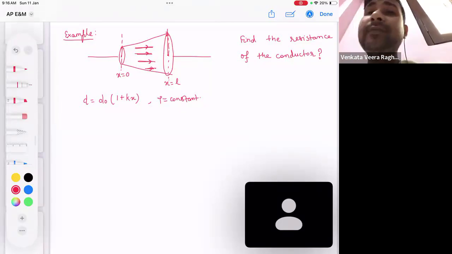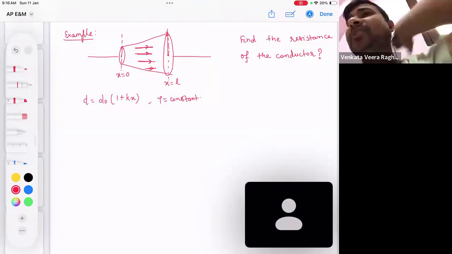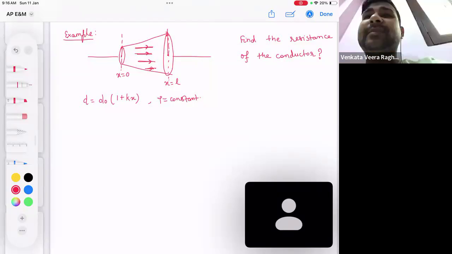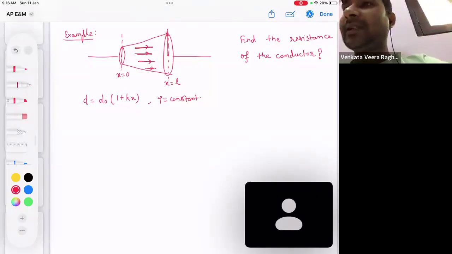Whenever something becomes a variable, we should take help of what? The integration, isn't it? Whenever something becomes a variable, what should we do? We should take help of the integration method. Okay, so use the integration method and find out the resistance of the conductor.